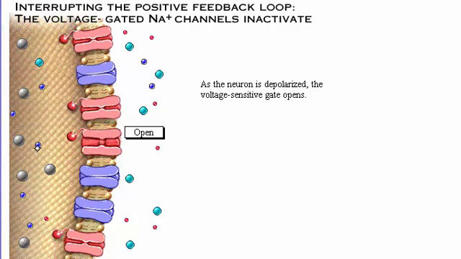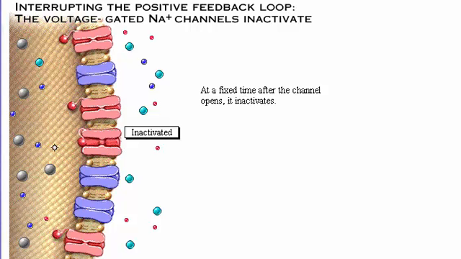As the neuron is depolarized, the voltage-sensitive gate opens. Click the channel again. At a fixed time after the channel opens, it inactivates. Click the channel to repeat the animation, or click the membrane to continue.